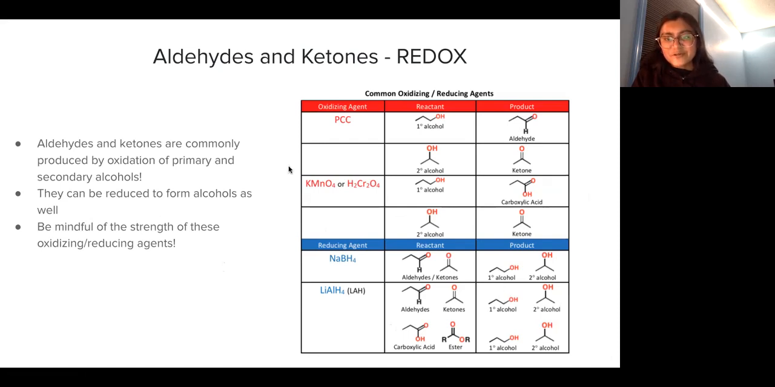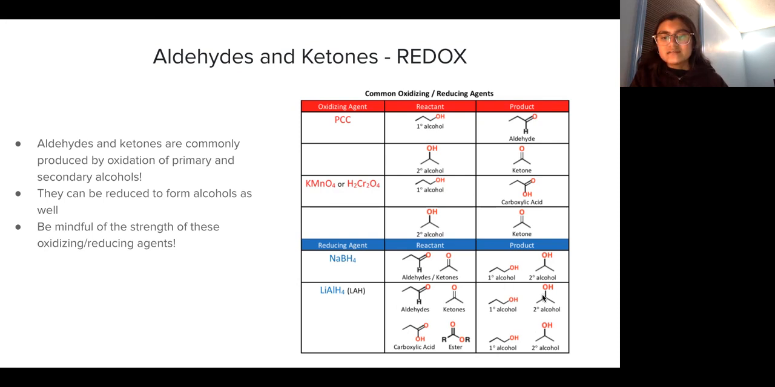Definitely know this table for sure, and know the strength of these different agents. Okay, this slide's about aldehydes and ketones. These are commonly produced by the oxidation of primary and secondary alcohols, and they can be reduced to form alcohols as well. You can see on the reducing agent side how it can be reduced to make different kinds of alcohols. Be mindful of the strength of these agents, because PCC can convert a primary alcohol to an aldehyde, but it won't convert it to a carboxylic acid, whereas KMnO4 can.